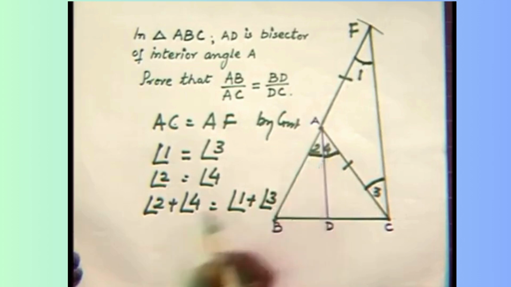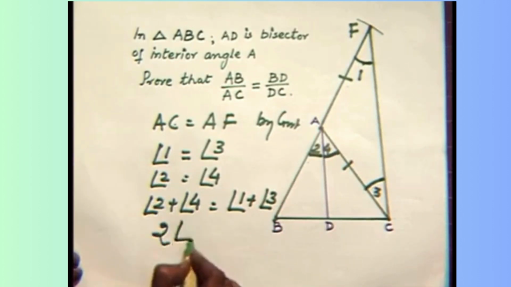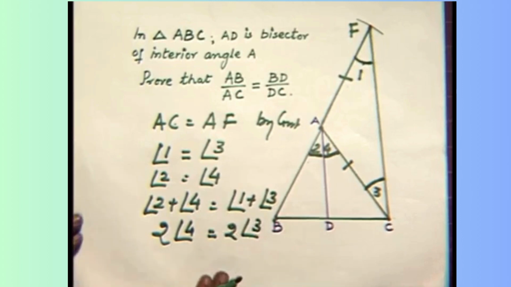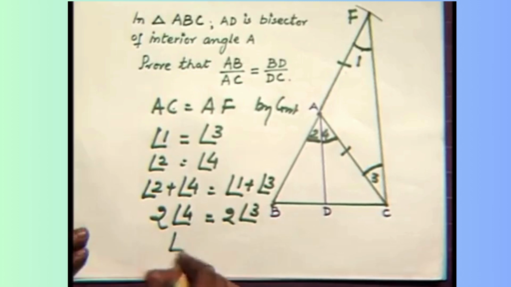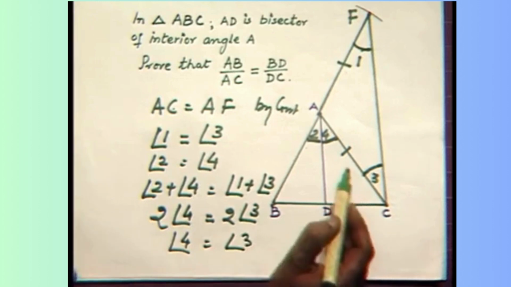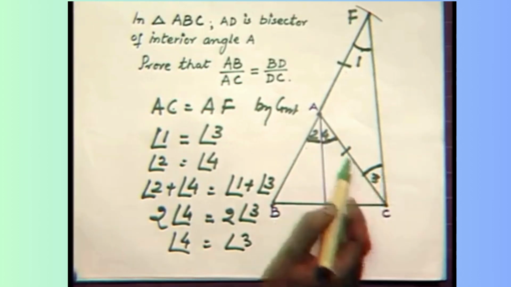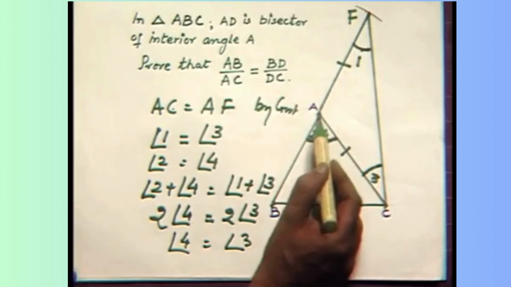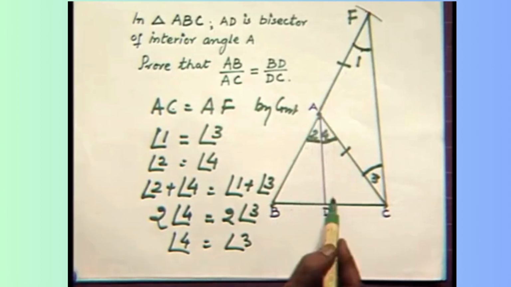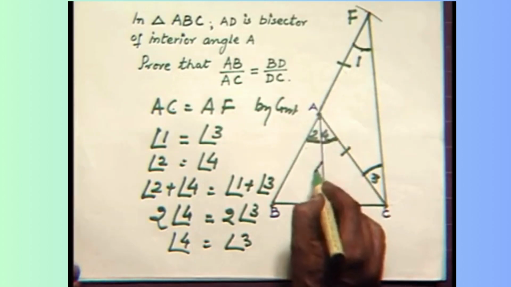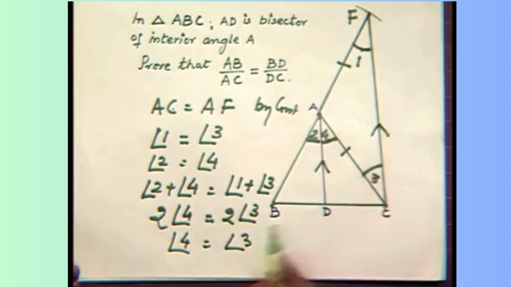Angle 2 and 4 are equal. So, for that I can write 2 times angle 4, and angle 1 and 3 are also equal. For this I can write 2 times angle 3. So, that gives me angle 4 is equal to angle 3. But angle 4 and 3, they are making a pair of alternate angles with side CF and DA. So hence we can say that CF is parallel to DA because the alternate angles are equal.